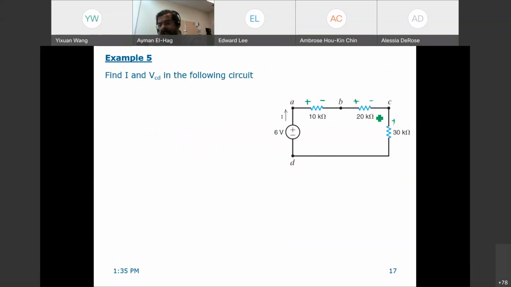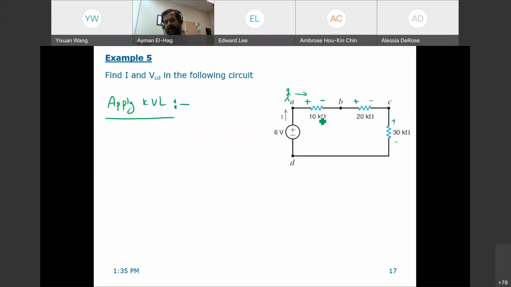You notice here, this question is just one loop. If it is just one loop, then I don't need KCL. This is the only time you don't need KCL. KVL will be sufficient, and Ohm's law. So apply KVL. We start from here, and we will go this way.